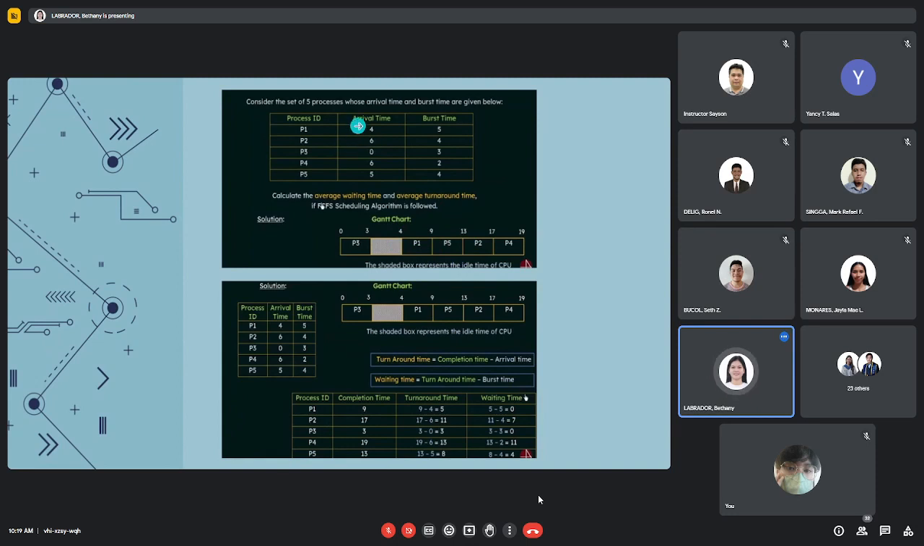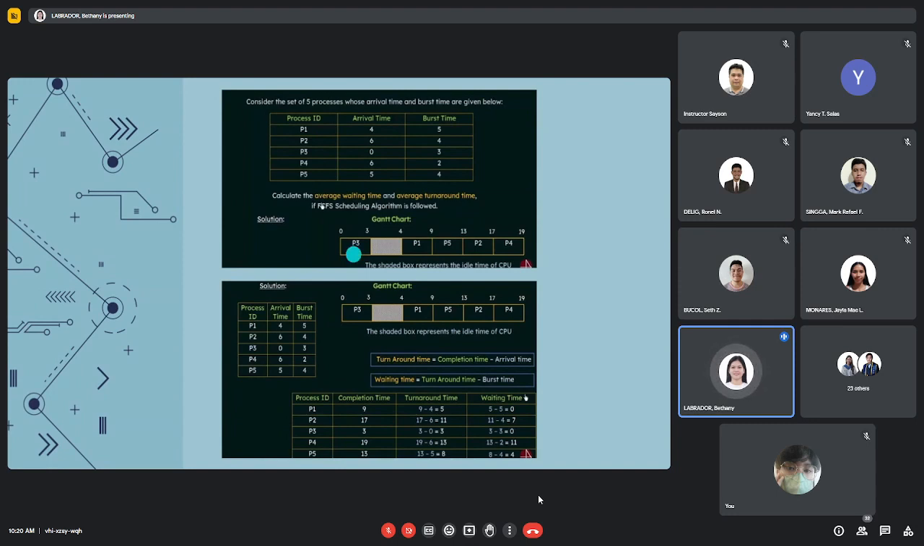If we analyze this table, we see that the process P3 arrived at time 0. So this was the first process to arrive. We are following the first come first serve scheduling algorithm, so the process that comes first must be served first. P3 is the one that arrived first, as it arrived at time 0. So P3 gets the CPU and it is doing its execution in the CPU.